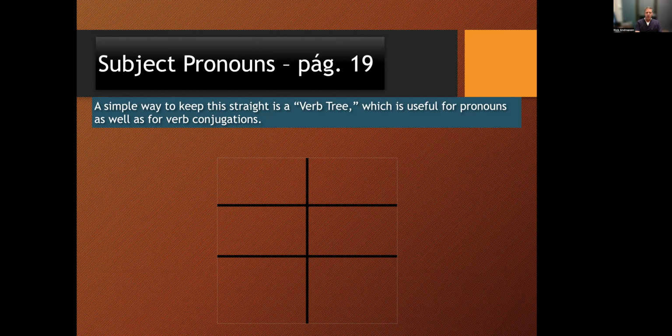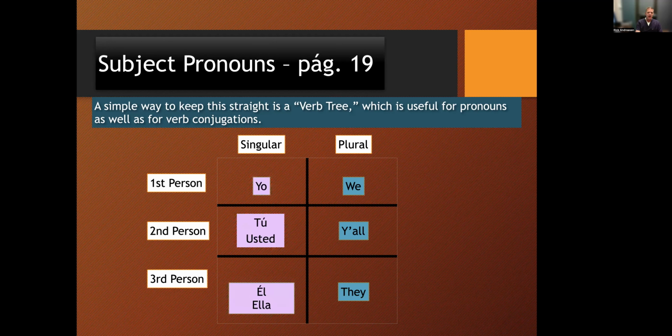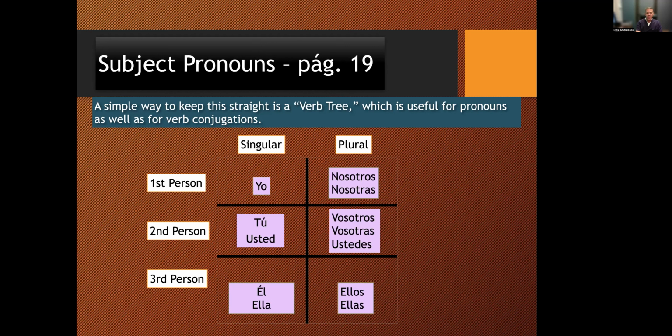So in a verb tree, we have singular and plural across the top, and then first person, second person, and third person. So if you think of it as a matrix, first person singular in the top left box, first person plural in the top right box. So in English, our subject pronouns are I, you, he, she, and it, we, y'all, that's my texting coming out, and they. In Spanish, then, the pronouns that we've seen are yo, tú, usted, él, ella, for the singular ones, and nosotros, nosotras, vosotros, vosotras, ustedes, ellos, and ellas. Those are the subject pronouns in Spanish.